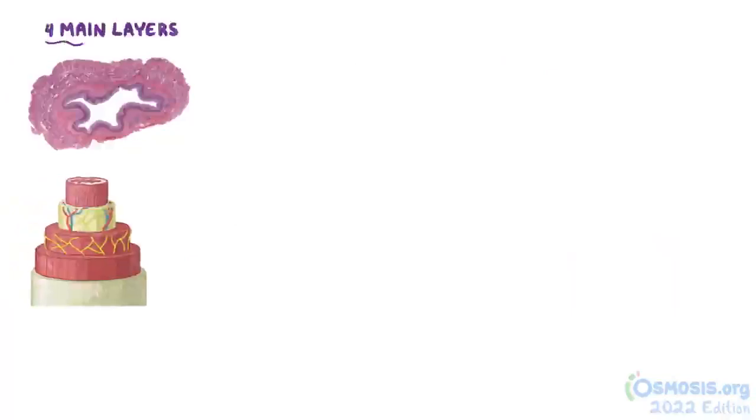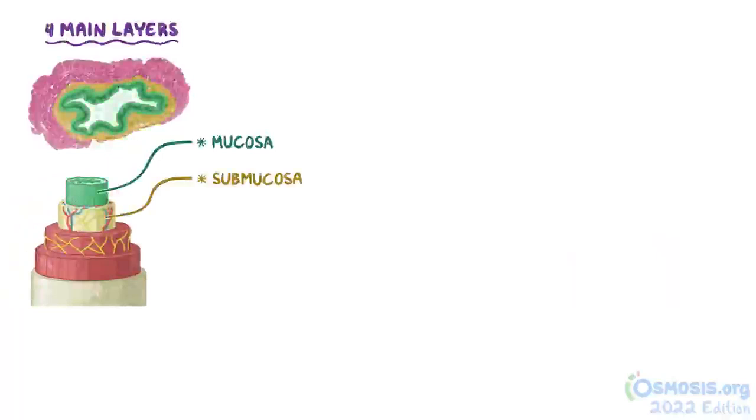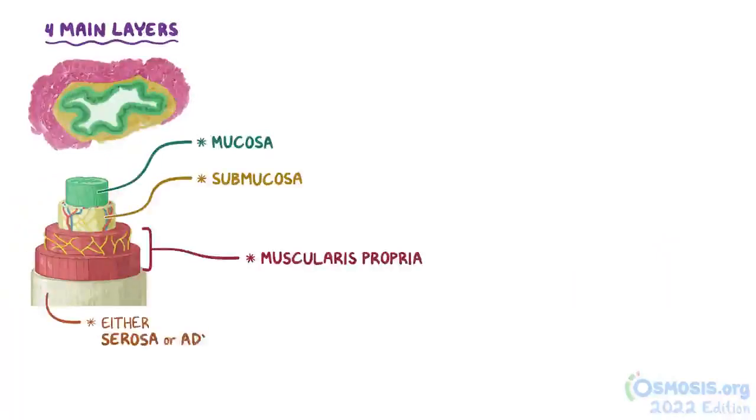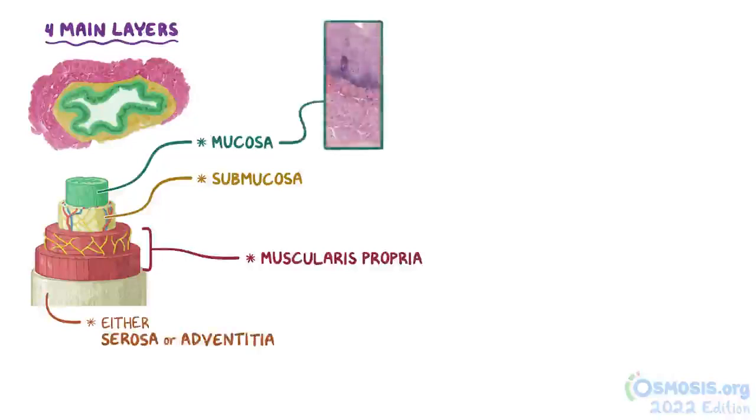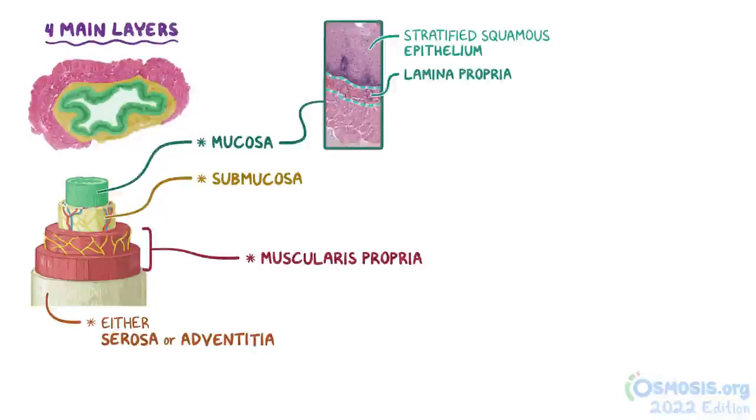Alright, as a quick recap. The wall of the esophagus has 4 main layers: the mucosa, submucosa, muscularis propria, and either the serosa or adventitia. The mucosa consists of 3 parts: the stratified squamous epithelium, its supporting lamina propria, and a thin layer of smooth muscle called the muscularis mucosa.